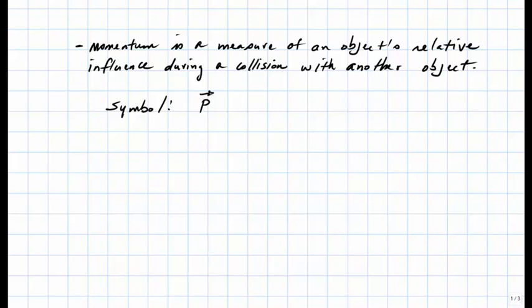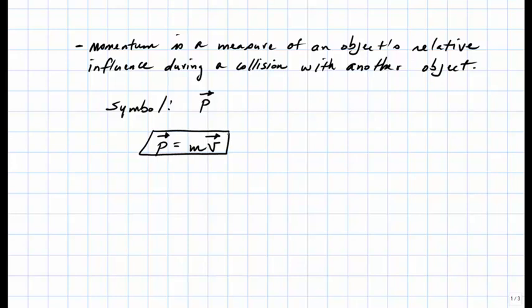So how do we measure the amount of influence that an object has during a collision with another object? Well, the more massive the object is, the more influence it'll have during a collision. So mass is an important consideration. And the other consideration is how rapidly the object is traveling, in other words, its velocity. The greater the velocity, the more influence the object will have. So we'll also include velocity. This is the momentum equation.